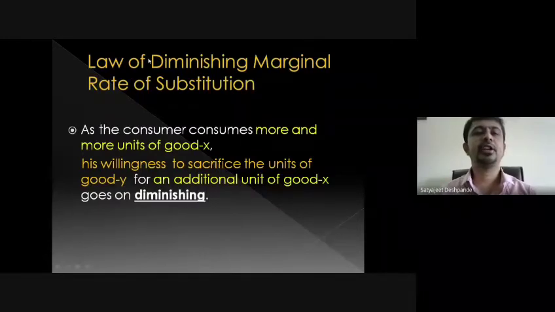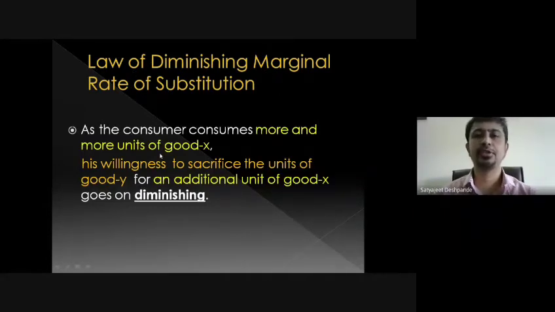Next, we study the law of diminishing marginal rate of substitution. So what do you mean by the law of diminishing marginal rate of substitution? So this is the statement of the law: as the consumer consumes more and more units of good X, his willingness to sacrifice the units of good Y for an additional unit of good X goes on diminishing.